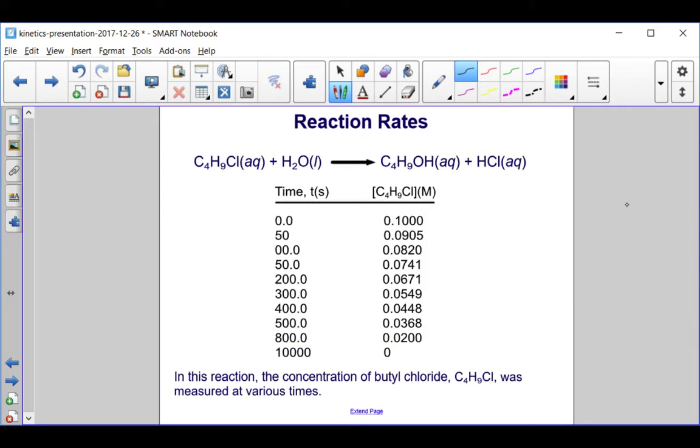In this reaction, the concentration of butyl chloride, which is this reactant right here, was measured at various times. So you can see here as time increases in seconds, what happens to the concentration, the molarity, you can see it decreases, right? So as that reactant is used up, you see the concentration decrease with time.